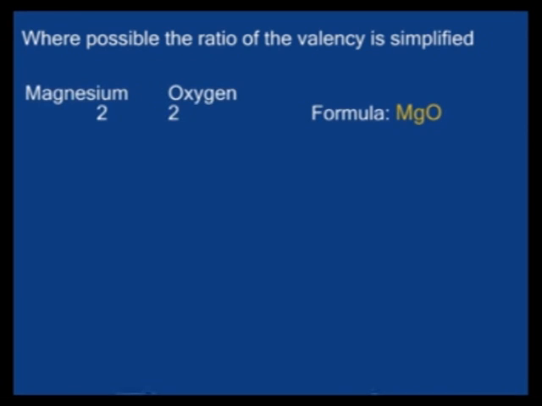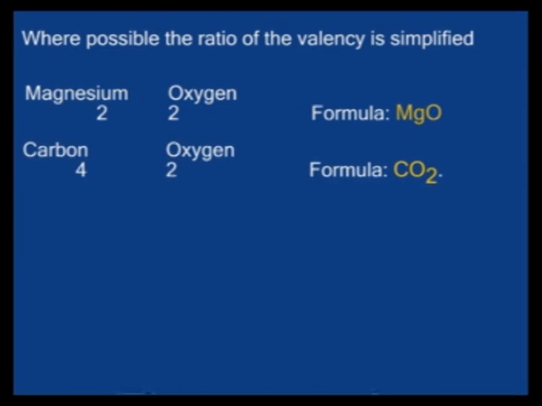If the ratio of the valencies can be simplified, then it is done so. For example, magnesium and oxygen to form magnesium oxide. Both magnesium and oxygen have a valency of 2, and therefore magnesium oxide will have both subscripts as 2. Therefore, we cancel out, leaving the formula as shown here.